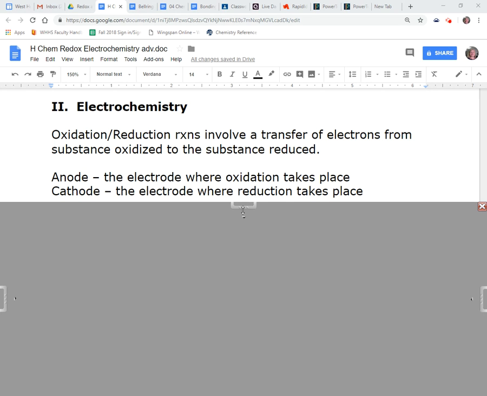Now, I have a way to remember that. There are two animal names in this. There's a cat and an ox, and those two cannot be together because that's just wrong. Or, if you want to look at it another way, anode and oxidation both start with a vowel, so they go together, and cathode and reduction both start with a consonant, and so they go together. Either way you want to remember it, as long as you remember it. Okay.